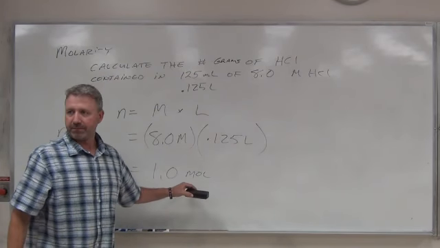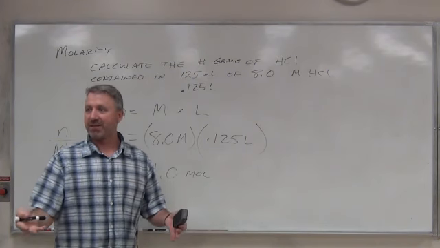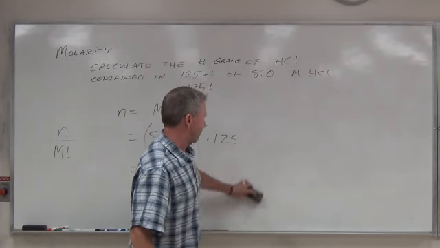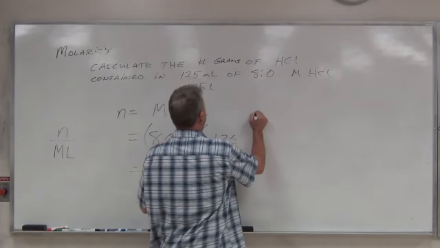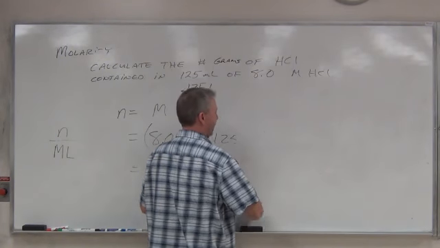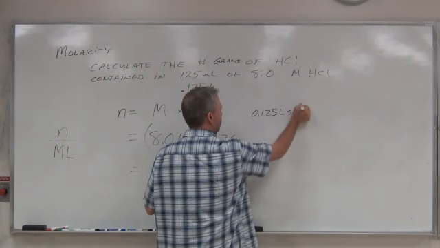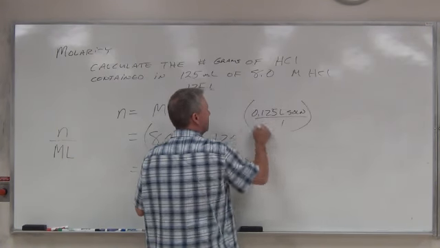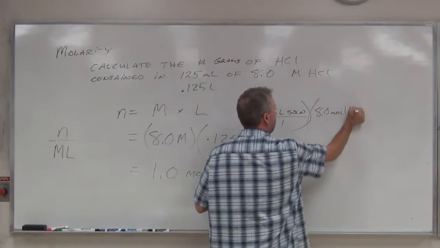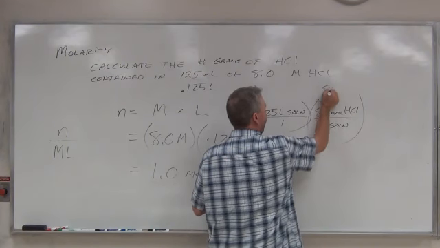What's the answer? 36.46. Yeah, which happens to be the molar mass of HCl, because we only have one mole of it. But you can just take your conversions one step forward. You have 0.125 liters of solution. I have 8 moles of HCl per liter of solution. This is my 8 molar.